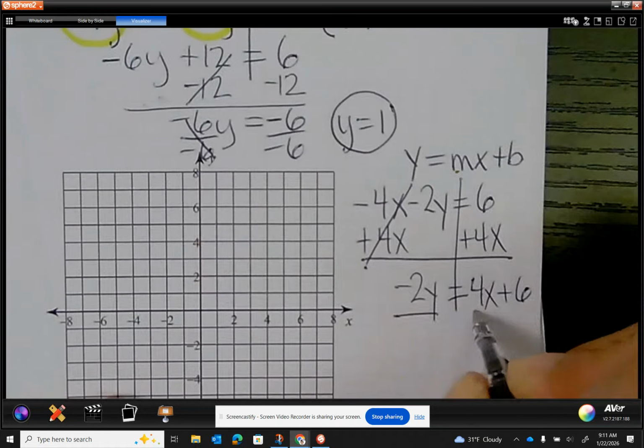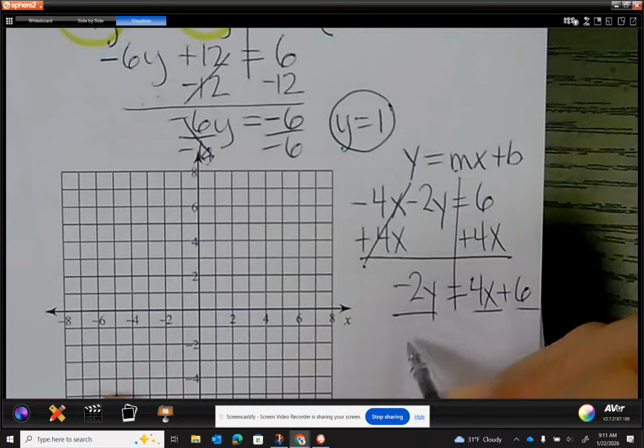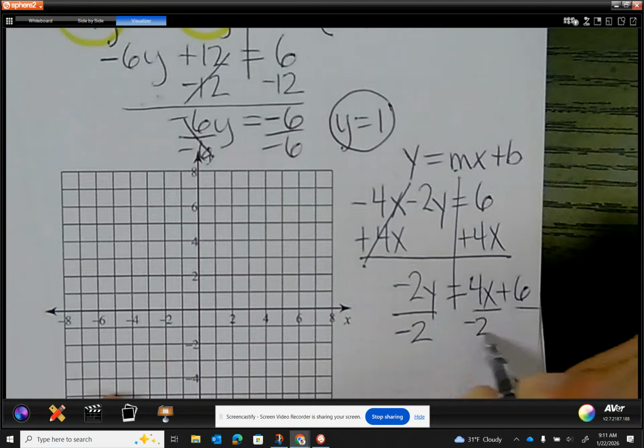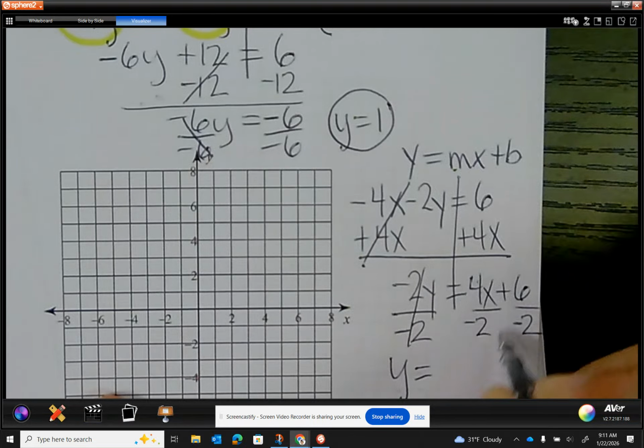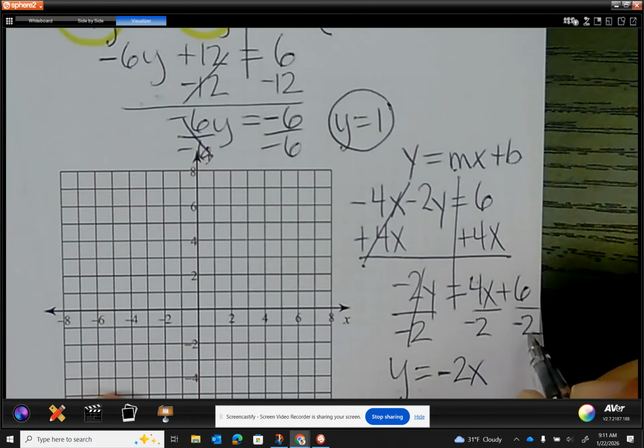Okay. And we're dividing all terms by this coefficient, which is negative 2. A positive divided by a negative is negative. What's 4 divided by 2? And a positive divided by a negative is also negative. 6 divided by 2.